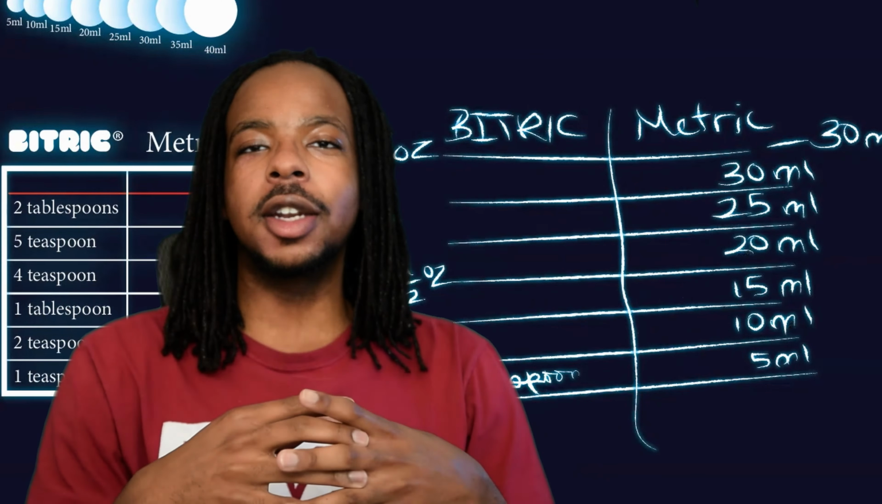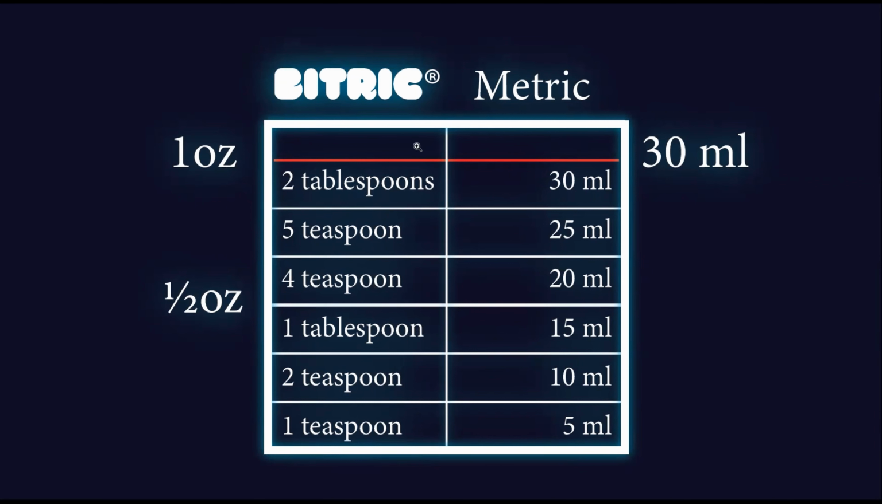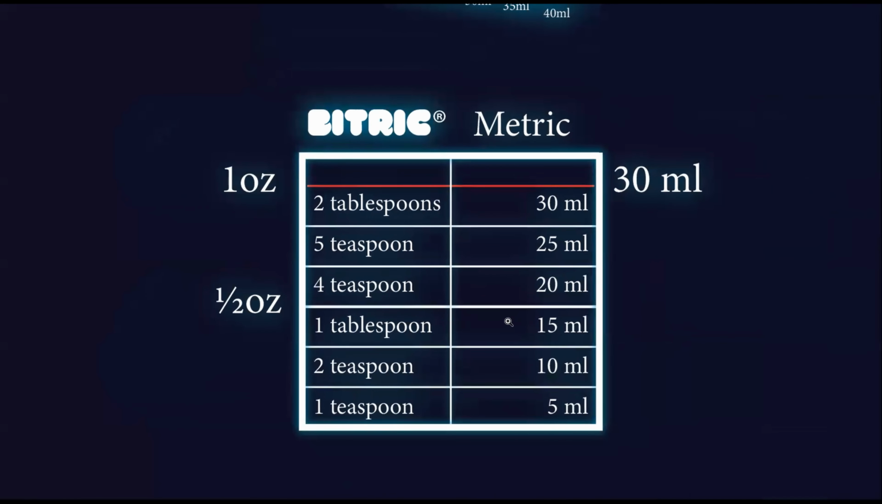So we're going to start off with 1 ounce. 1 ounce is the equivalent of 30 milliliters. Now, this is a lot when you're looking at the chart. So what we're going to do is first draw out our chart so that we can better understand the milliliter and the BITRIC 1 ounce ratio.